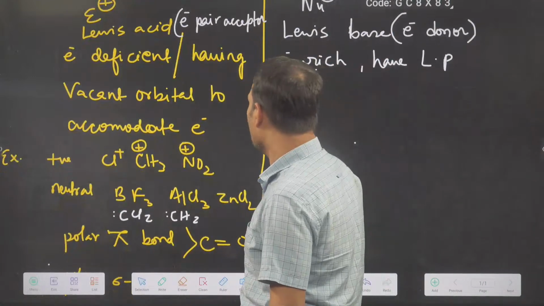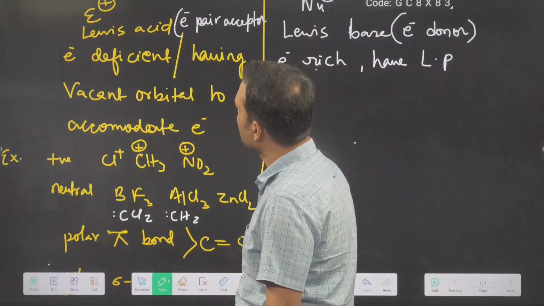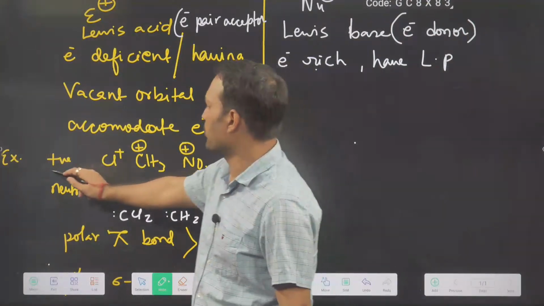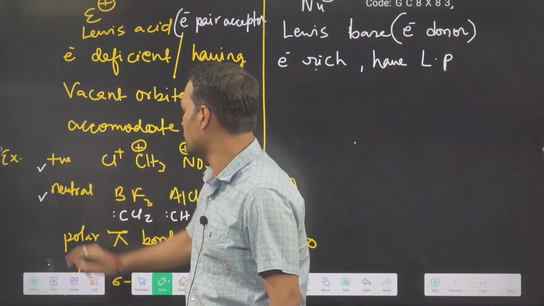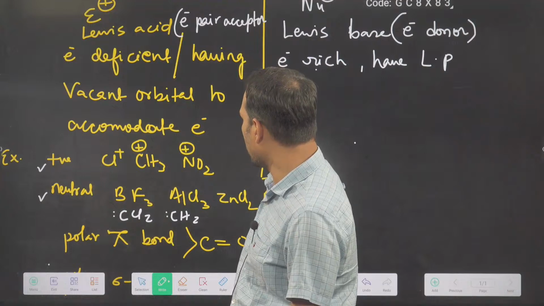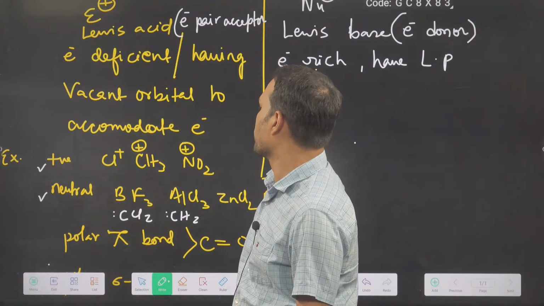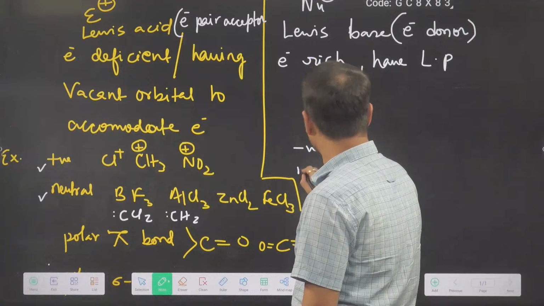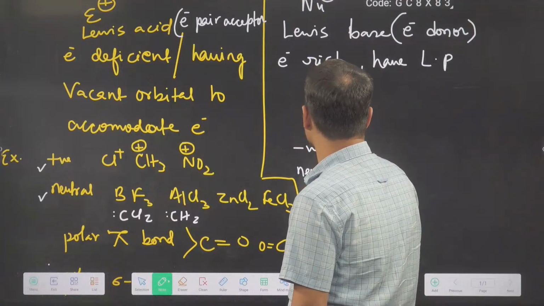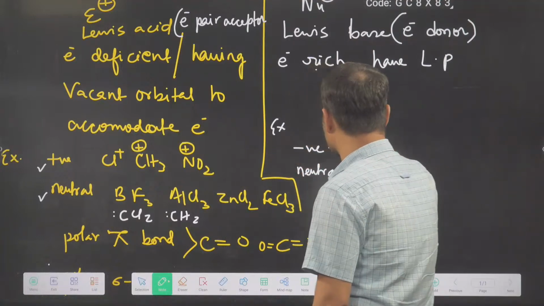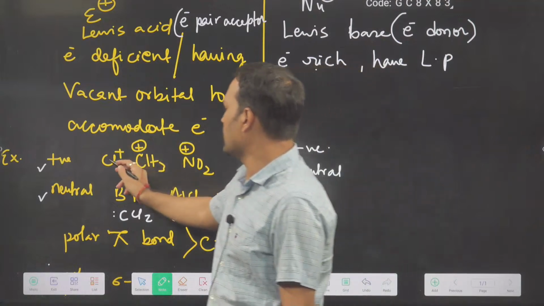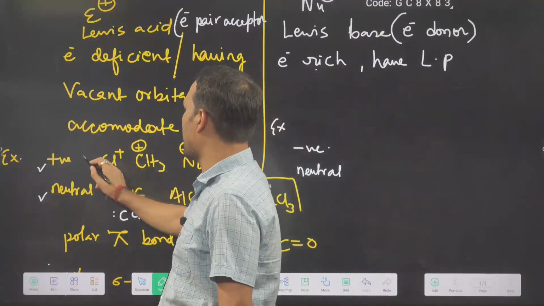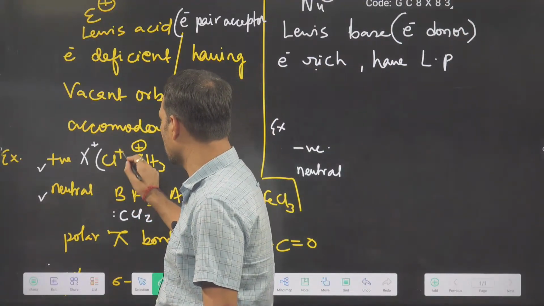Okay. Now you can write here examples. Like examples, they have written ki some positive species are there, some neutral species are there. Okay. Here you can say what? There will be some negative species. Here also there will be some neutral species also. So we are writing the examples. Okay, you have written Cl plus. You can write Br plus, means halogen plus. We are talking about what?